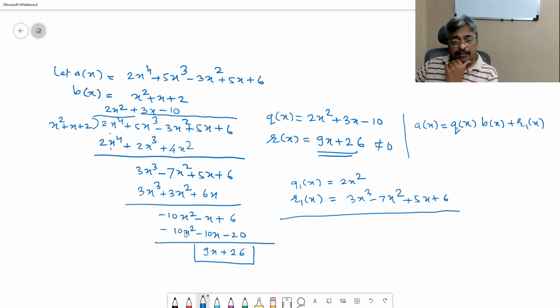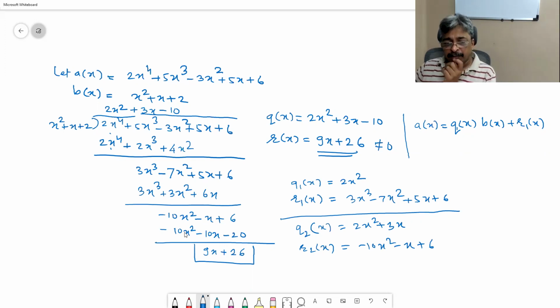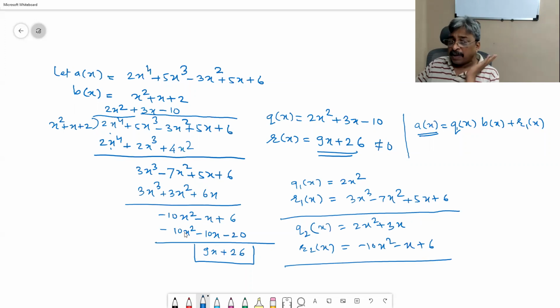Yet another, I can find out q2 of x equal to 2x square plus 3x. If I write q2 of x, then my r2 of x is equal to minus 10x square minus x plus 6. If I put these two values back into this equation, will I get my a of x back? Of course, yes. Now, in fact, there are infinitely many q1 of x, and therefore the corresponding r1 of x will again be infinitely many.